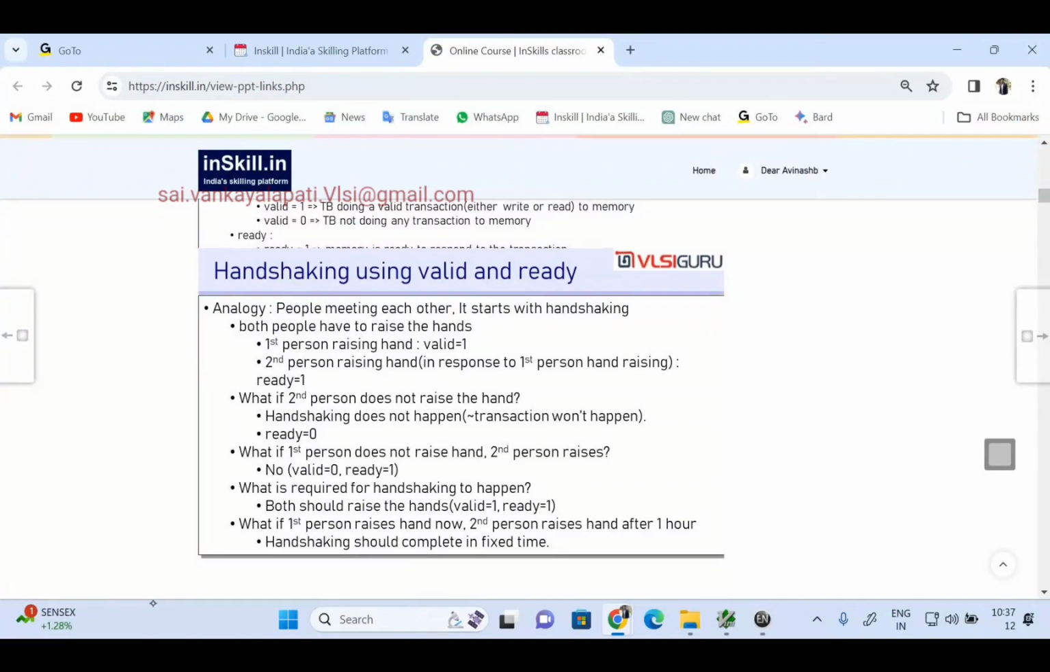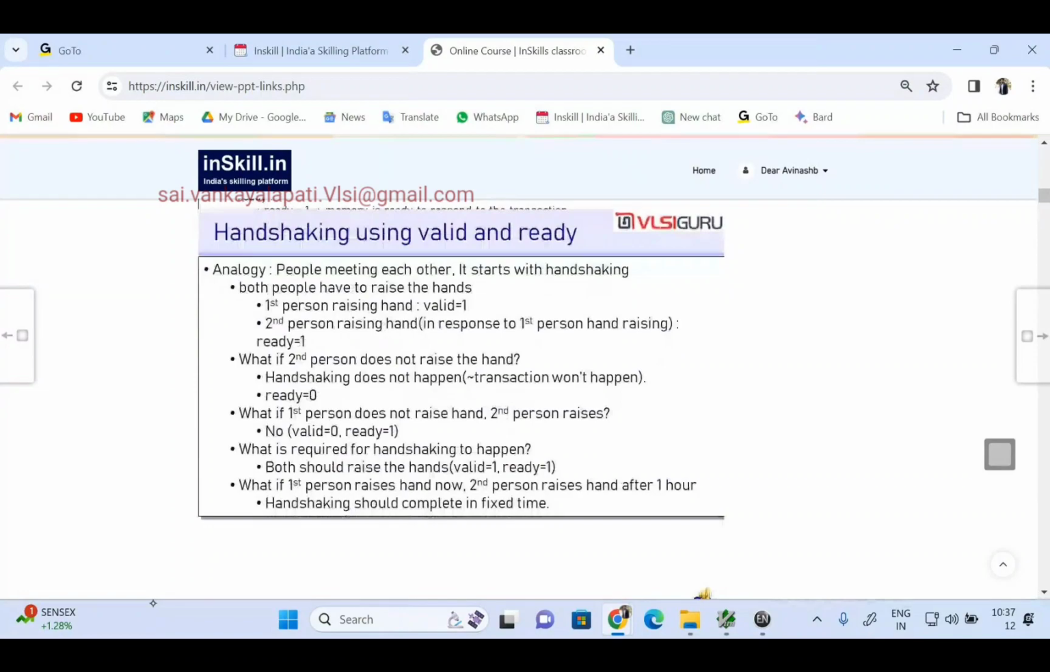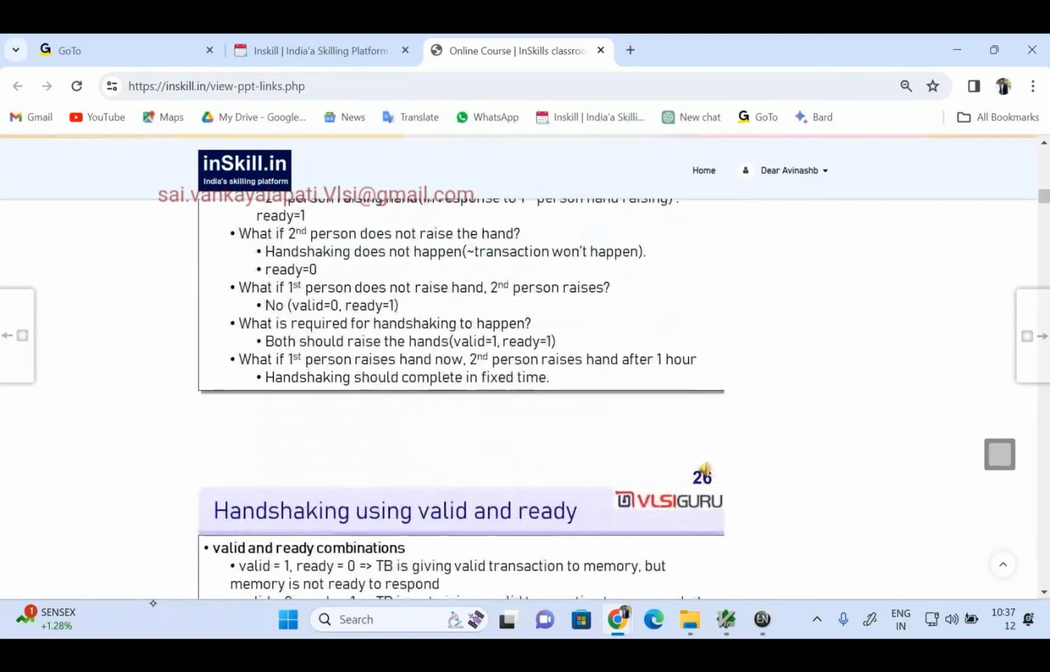No, right? So what is required for handshaking to happen? Both should raise their hands: valid is equal to 1 and ready is equal to 1. What if person 1 raises the hand now and the second person raises the hand after an hour? Handshaking should be completed within a fixed time. If it is raised at some other time, handshaking will not be completed. It should complete within the fixed time duration. So this is the use of the valid and ready signals. You understand?